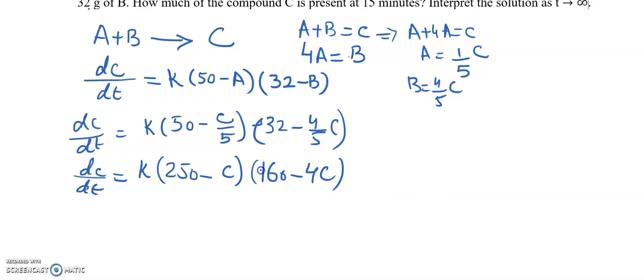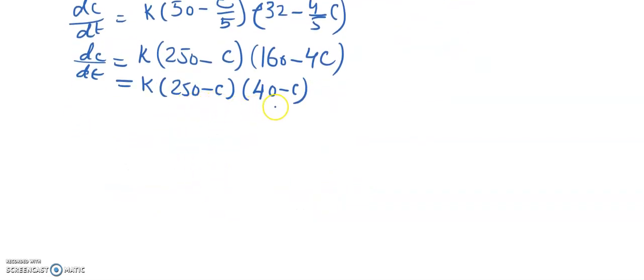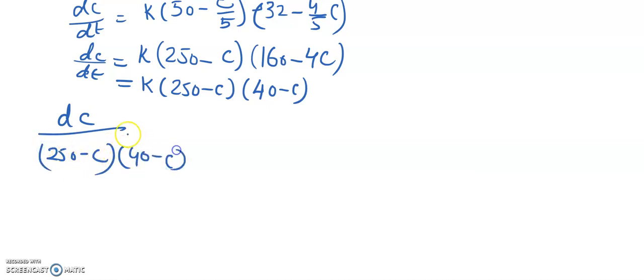And then from here 4 will be taken out common, and then 4 will also be absorbed into this constant K. So it will be (250 minus C) over (40 minus C). So now we can take these 250 minus C and 40 minus C terms to the other side. So it will be dC over (250 minus C)(40 minus C) equals k dt. So now the variables have been separated, but here we can use partial fractions.